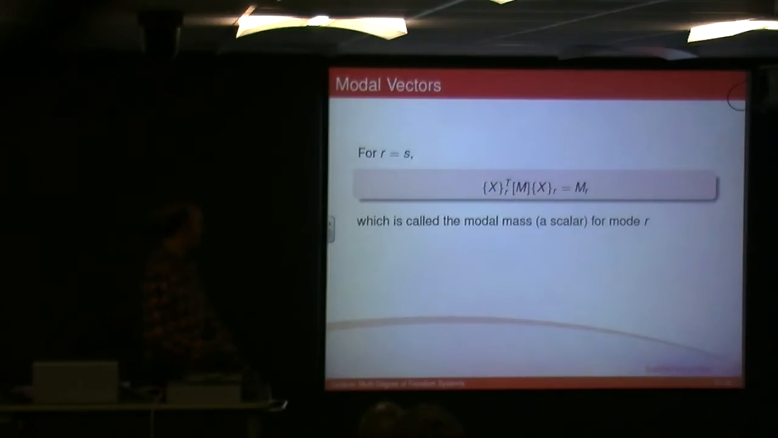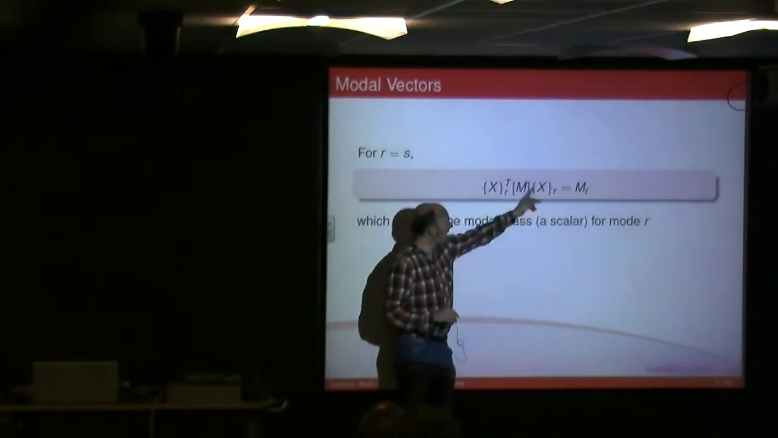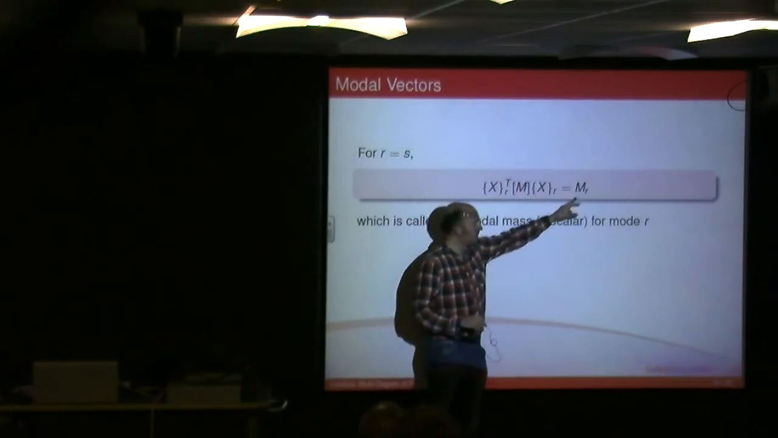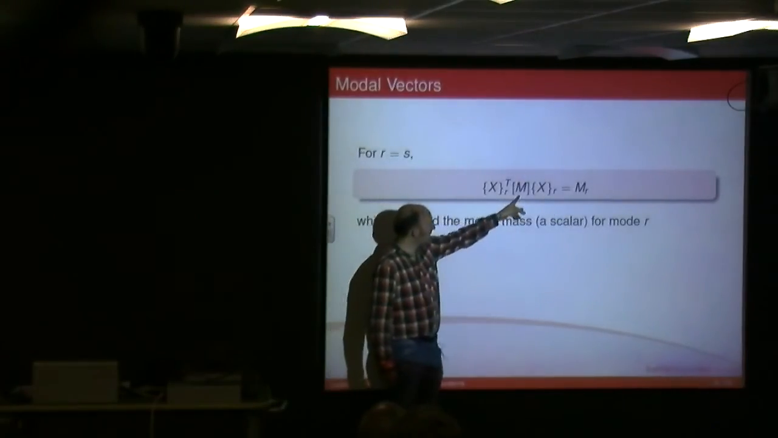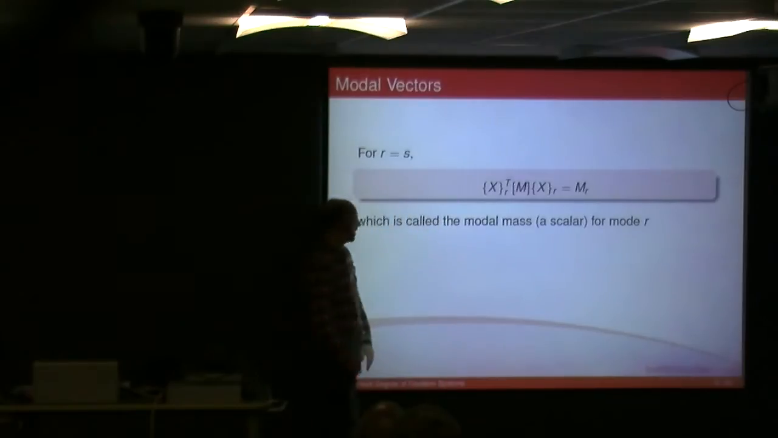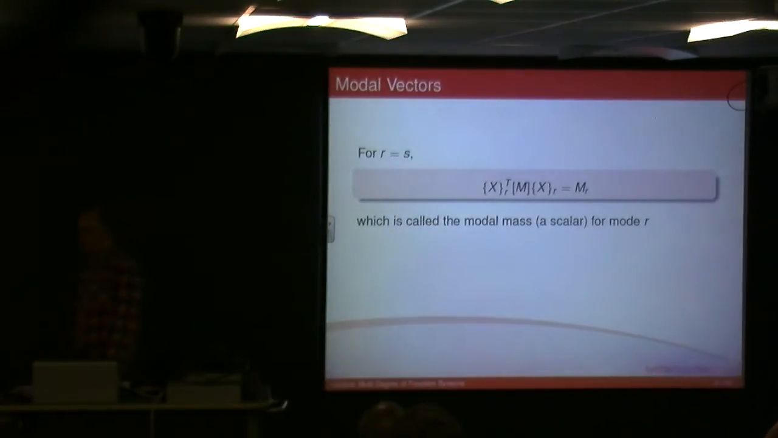But if you have the case where omega r and omega s are the same, for r equals s, then you end up with this case, and that will not be 0. That term, mr, is a single value. If you take a 3 by 1 vector mode shape, transposed, multiplied by a 3 by 3, times a 3 by 1 vector, you end up getting a single value. And that is called the modal mass.